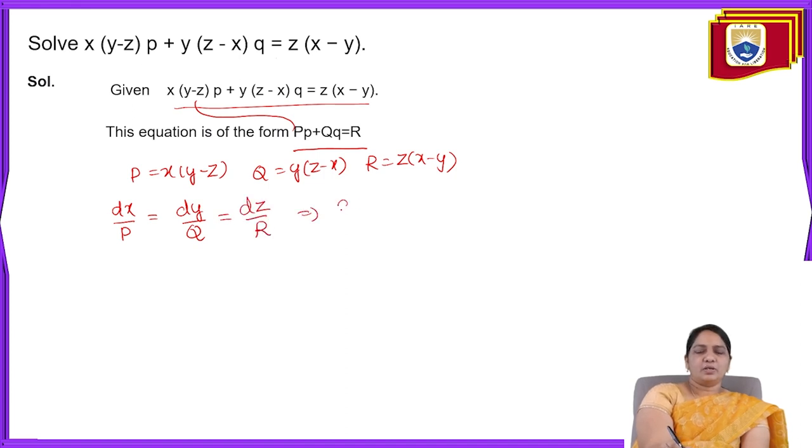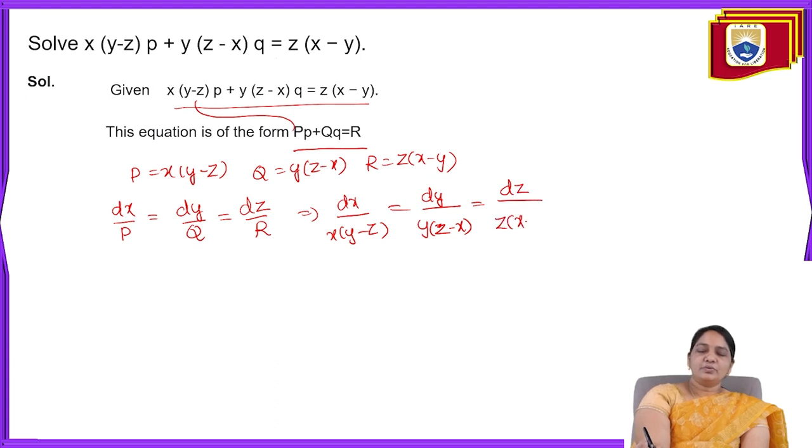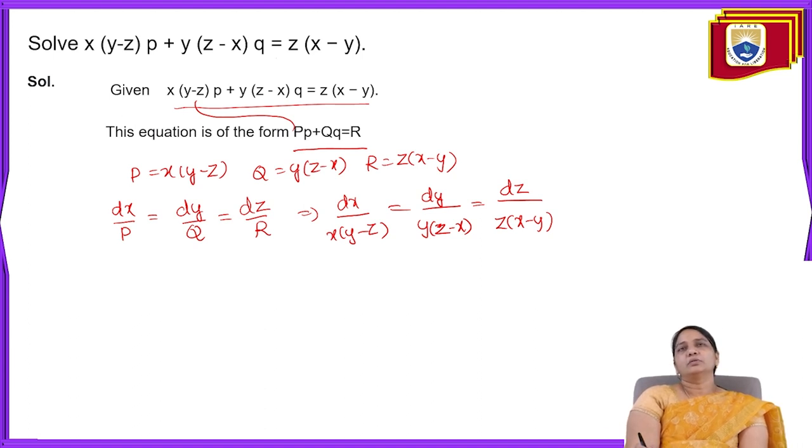So finally I am writing here dx by p, that is dx by x into y minus z, equal to dy by y into z minus x, equal to dz by z into x minus y. Now how to solve this? Can we solve this by using the method of grouping or not? Method of grouping we can't use, because we can't take the variables separately to do the direct integration. So that's why here we are going to use the set of multipliers.